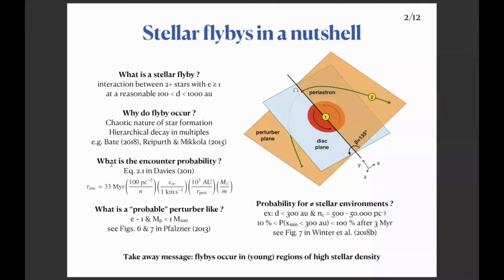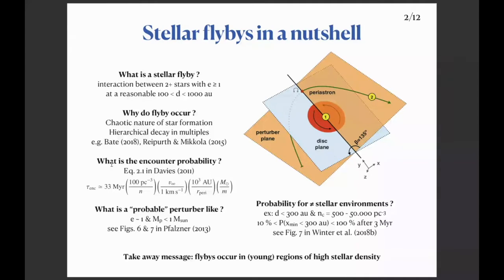And one can also try to think what's a probable perturber in a given distribution. That's an exercise that was done by Susal Fassner, and you can find that, for example, a parabolic encounter with eccentricity close to 1, it's likely, and you have more probabilities to have an encounter with a low mass star below 1 solar mass. And you can also see that the probability for these encounters changes with the stellar environment.